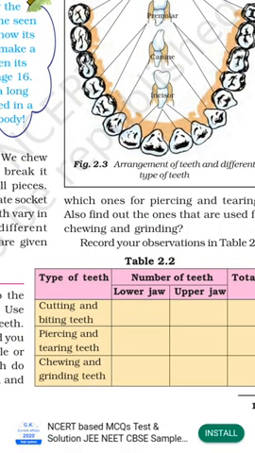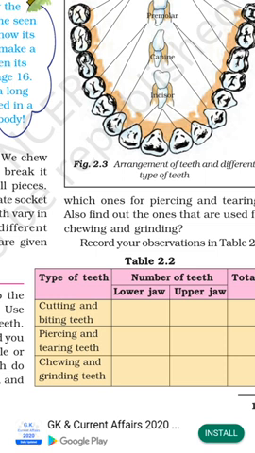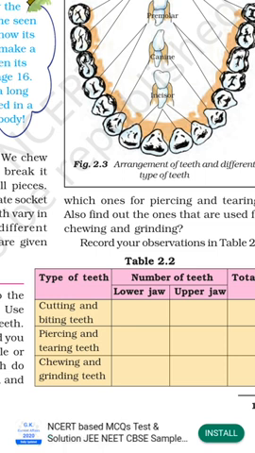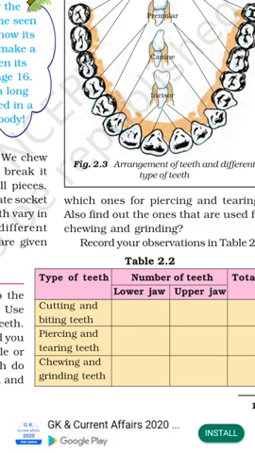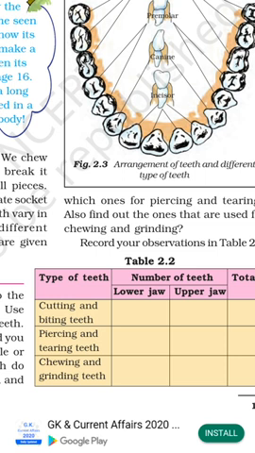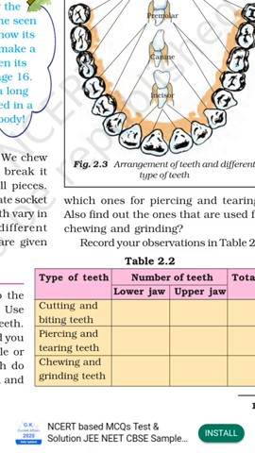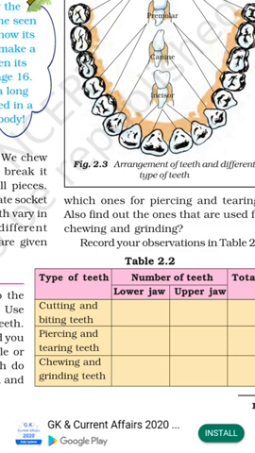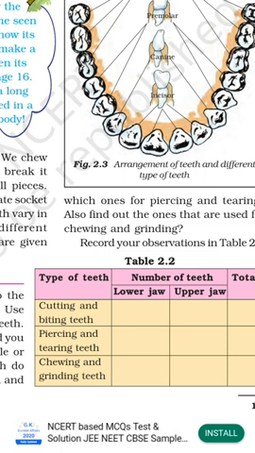Chewing, cutting and biting teeth: which are the cutting and biting teeth? They are the incisors. Piercing or tearing teeth are the canines. And chewing and grinding teeth are the premolars and molars. So incisors, canines, premolars, molars: biting, piercing, grinding, just remember like that. Incisors for biting or cutting, canines for tearing, premolars and molars for grinding and chewing. We grind or chew using this last row of teeth. Their shape is just like that of a grinding stone.